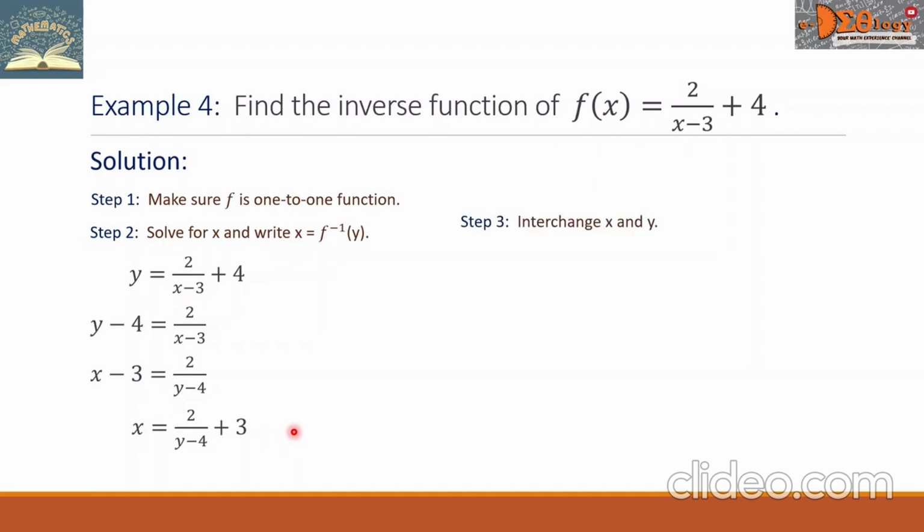Then step 3. We interchange x and y. That means x becomes y and y becomes x. So this equation now is y equals 2 over (x - 4), then plus 3. Now we change this y by the f inverse of x. We have this equation. This is the inverse function of this given function.